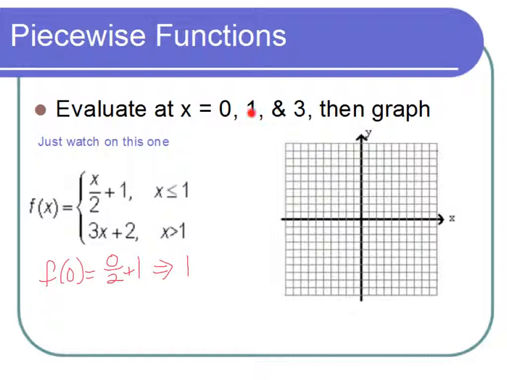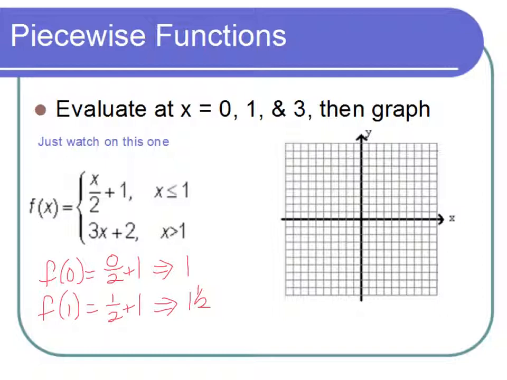Let's try 1. I have to figure out which restriction that covers, and since it's a 1 and I have an or equal to here, that means use this function. So here I go, I'm going to find f of 1. I plug 1 in for x, and that's going to end up equaling 1 and 1/2.